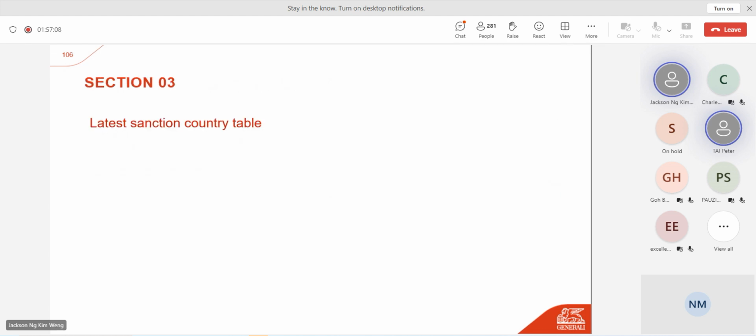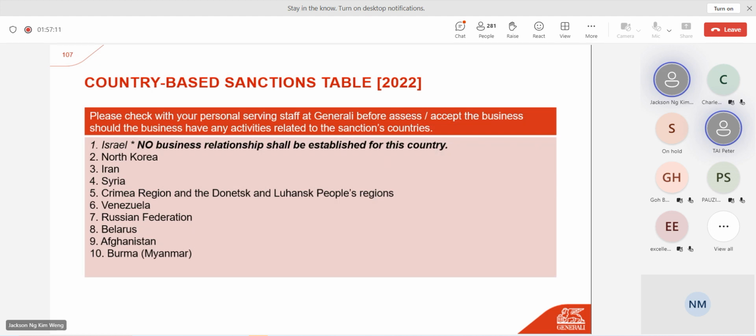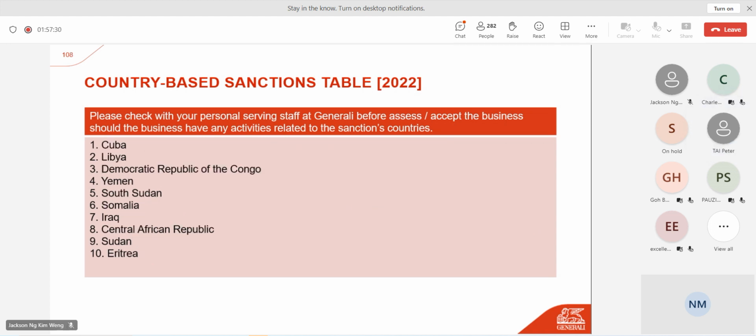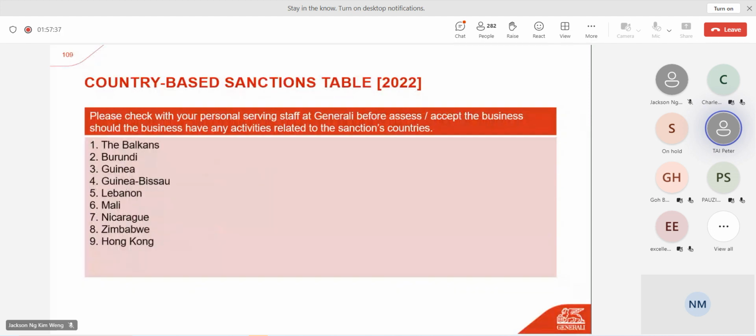Okay, now let's look at the country. But this country list is quite outdated. It's 2022, so you need to update it. If you want to see the updated version, you go to Google search, sanction country, then you can see all the lists. So these 10 are the most serious. Remember them. The next 10 are not that serious, but still under a certain sanction condition. And the last list is also similar. I'm very surprised Hong Kong is one of them. But it is.